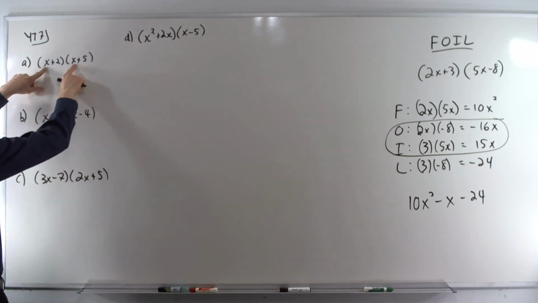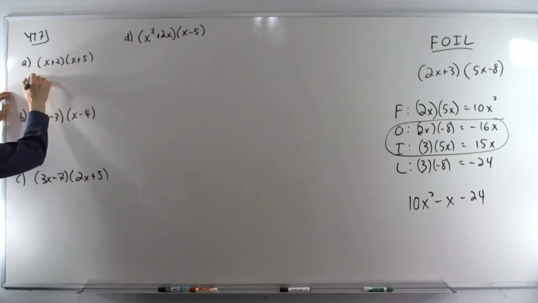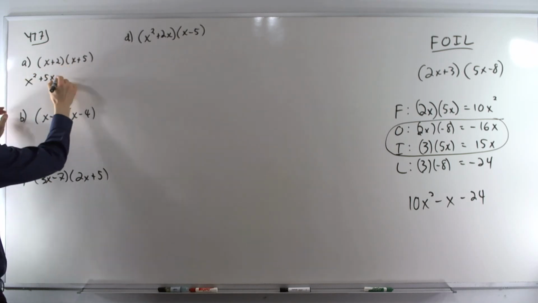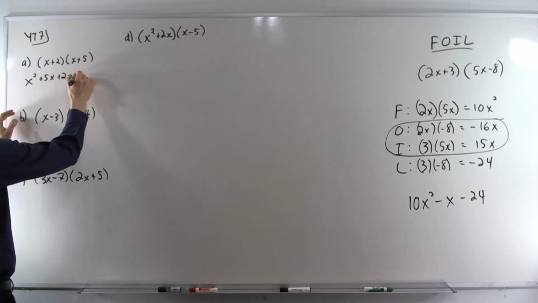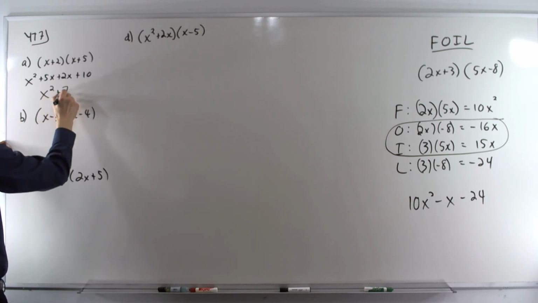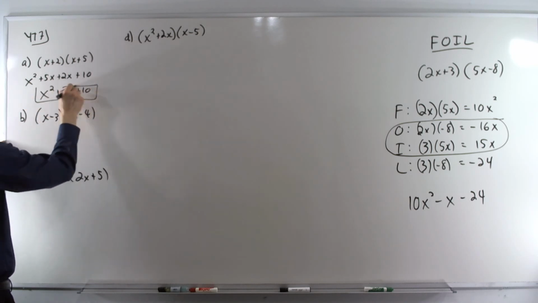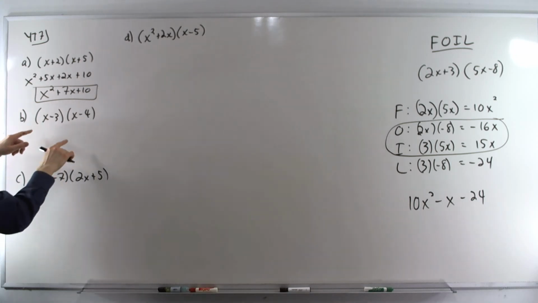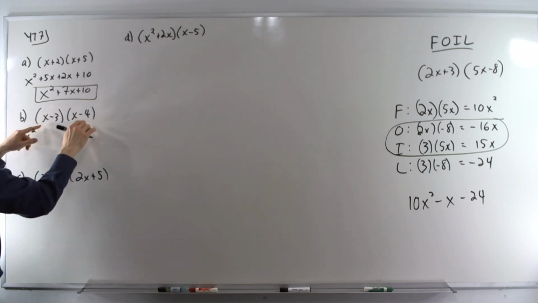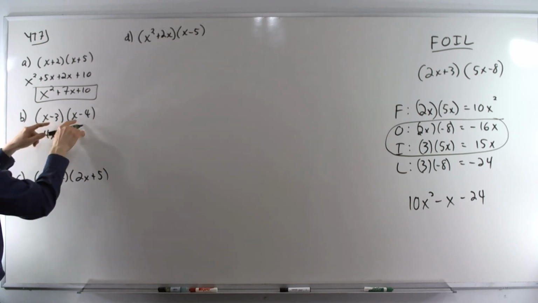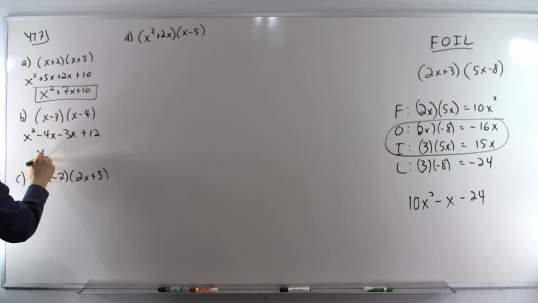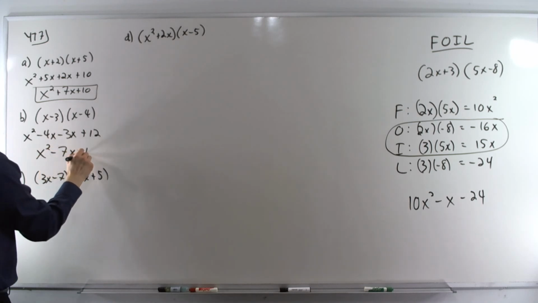First one, F: x times x is x squared. Outside, 5x. Inside, 2x. And last, 10. Combining the two middle terms, we get x squared plus 7x plus 10. Part B, F: x times x is x squared. Outside, negative 4x. Inside, negative 3x. Last, positive 12. That gives us x squared minus 7x plus 12.